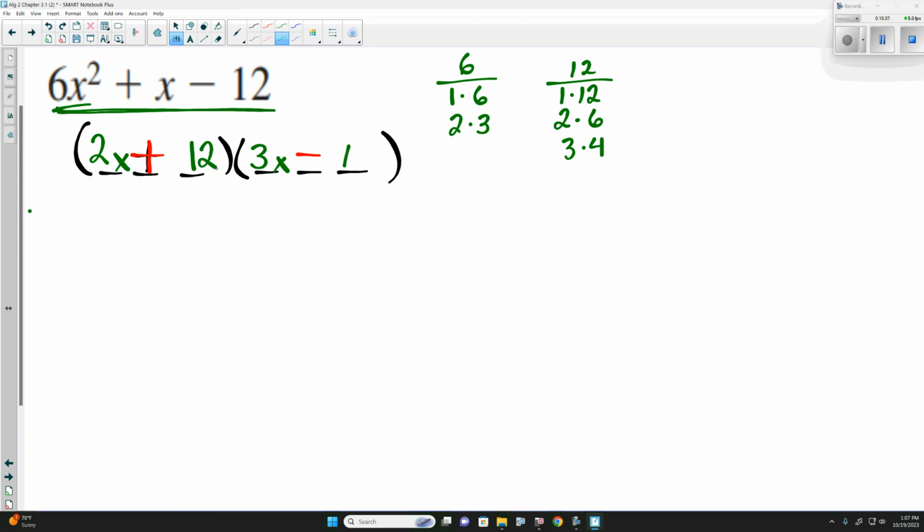Let's switch it. Would this one work? Because 2x and 12 has a greatest common factor of 2. Well, the only other one in the list for 2 and 3 is this here. Would this one work? Because 2x and 4 is the greatest common factor of 2. 3x and 3 does. So, how about this one here? This one could work, yes?